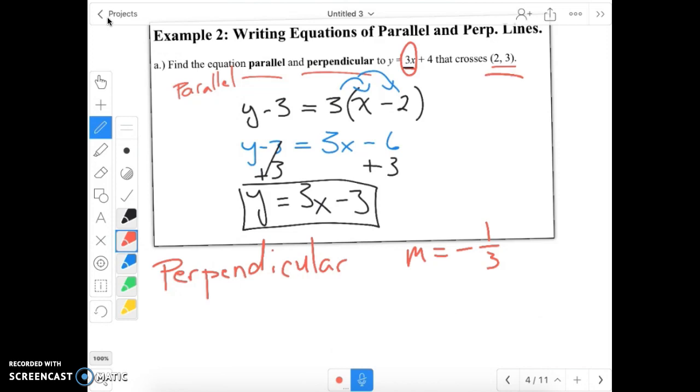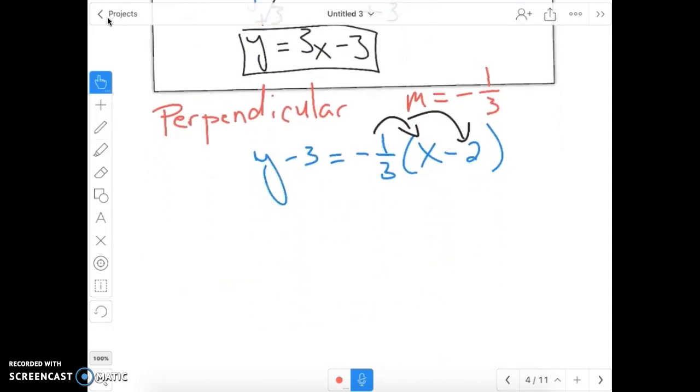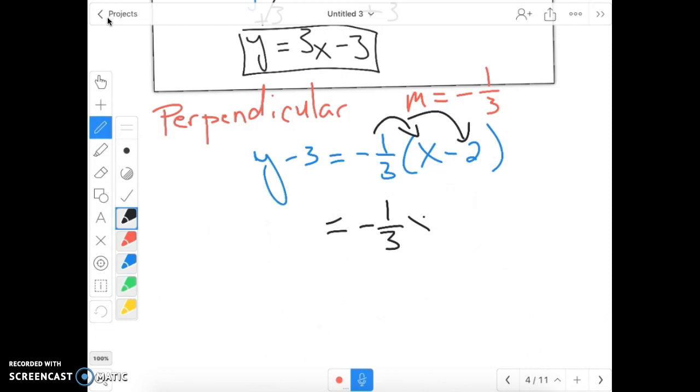Now we're crossing through that same point, so I'm using the same point-slope form, but the slope will be a little bit different. So that's going to look like y minus 3 is equal to negative 1/3, and then x minus 2. Again, distribute. So we get negative 1/3 x plus 2/3. That's y minus 3 is equal to all of that.